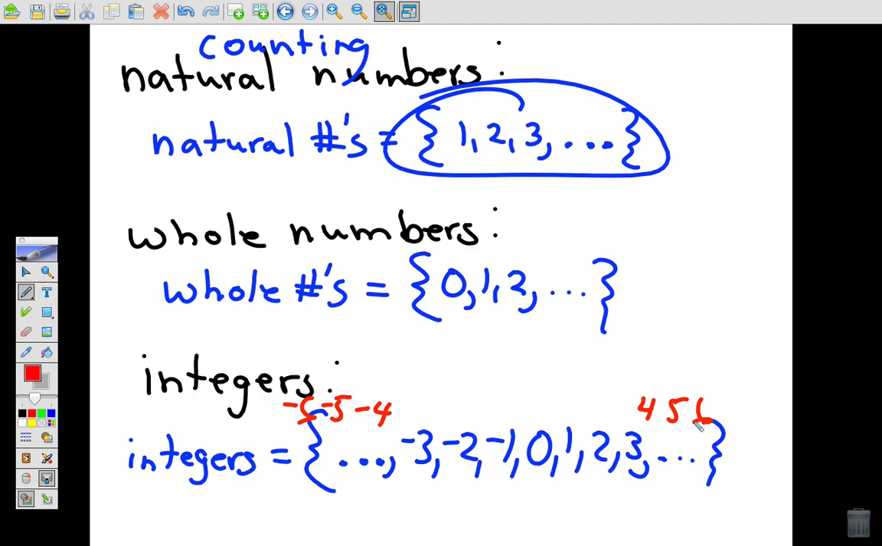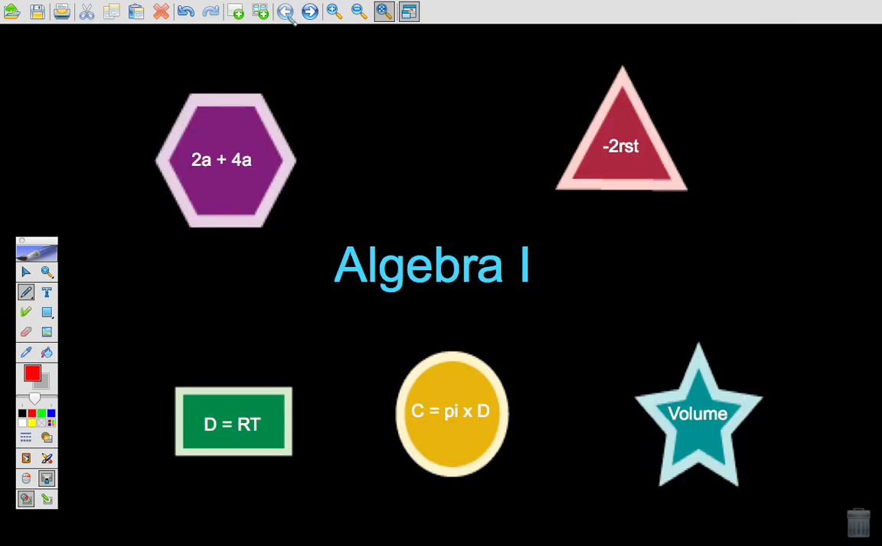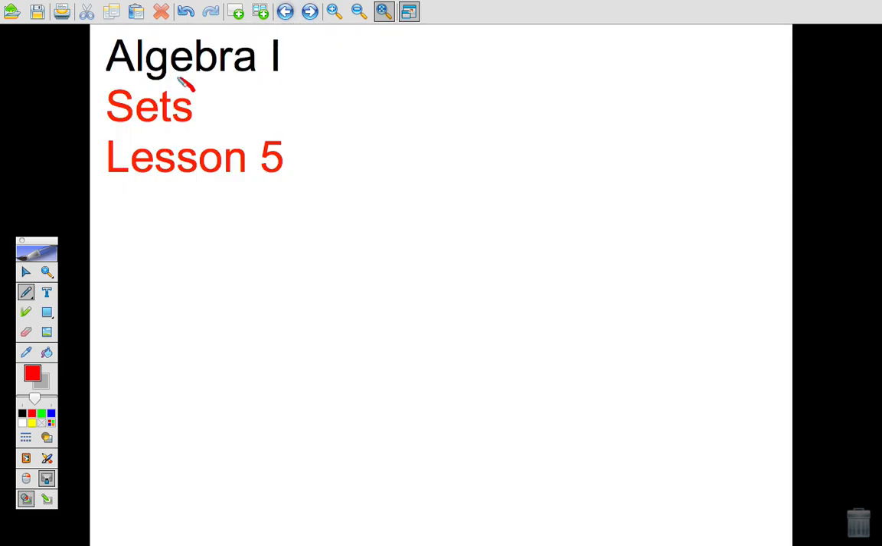Now, what none of these are, this one or this one or this one, is to notice that we don't have decimals and we don't have fractions. Those are not included or part of the natural numbers, the whole numbers, or the integers. So just be familiar with these three terms. What are the natural numbers? What are the whole numbers? And what are the integers? And we've described these using sets.